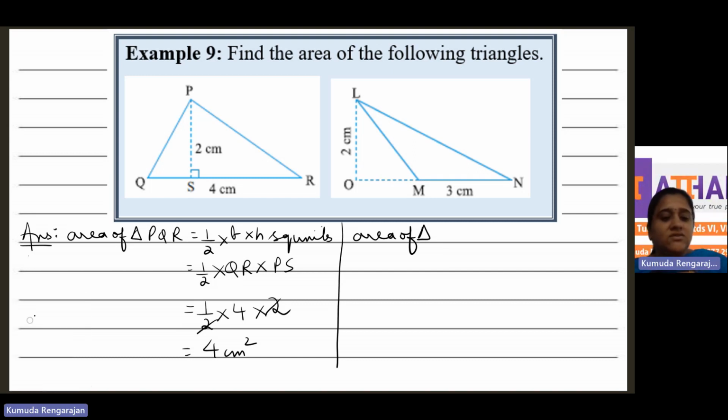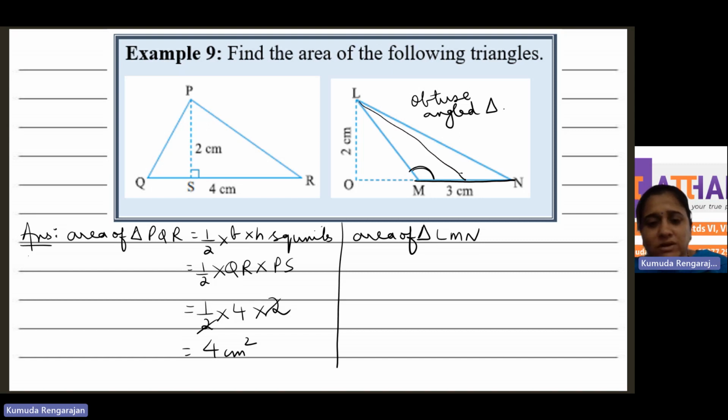Now here the triangle is LMN. It is an obtuse angled triangle. Why? Because this is an obtuse angle. This angle is more than 90 degrees. MN is the base. The altitude on this base will fall outside the triangle. Because from L, if you try to draw a line segment perpendicular to MN, that cannot happen. This is the one which is perpendicular, and that will meet NM produced at O.